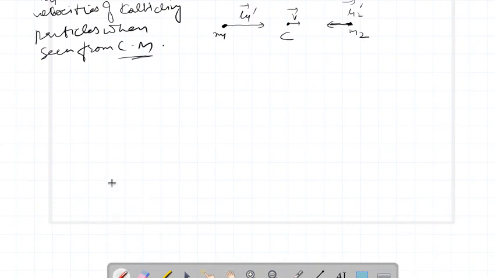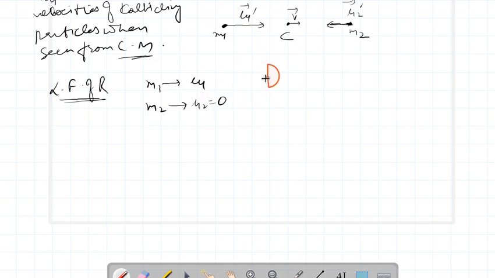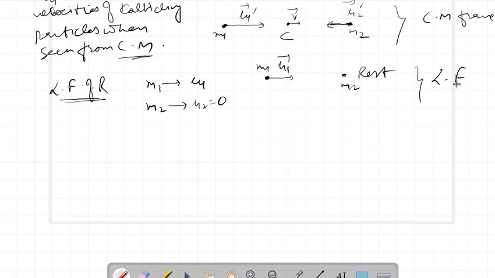So as I talked about earlier, let us assume that in the laboratory frame of reference, m1 is moving with velocity u1, and it strikes an m2 particle which is at rest. This is the situation in the laboratory frame, and m2 is at rest in the laboratory frame. And here this is the situation in the center of mass frame.